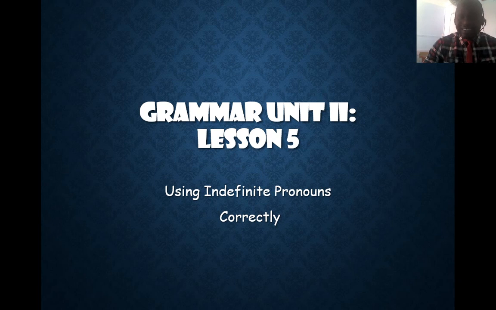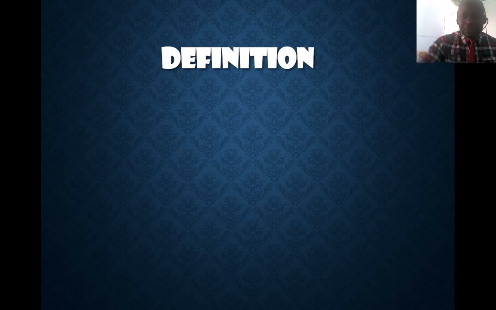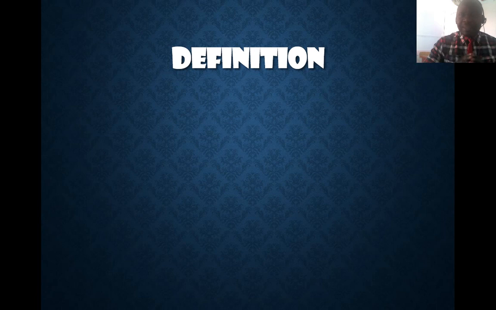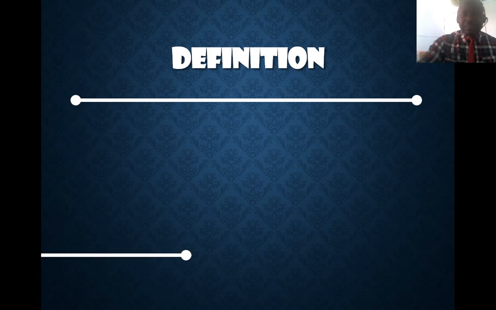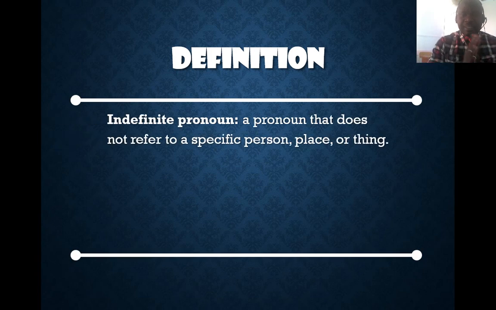Today we'll be taking another interesting English class, and for today's class, we'll be talking about using indefinite pronouns correctly. Without wasting time, we want to get straight to the task for the day. Now, the big question is, what is an indefinite pronoun? An indefinite pronoun is a pronoun that does not refer to a specific person, place, or thing. As the name implies, indefinite.